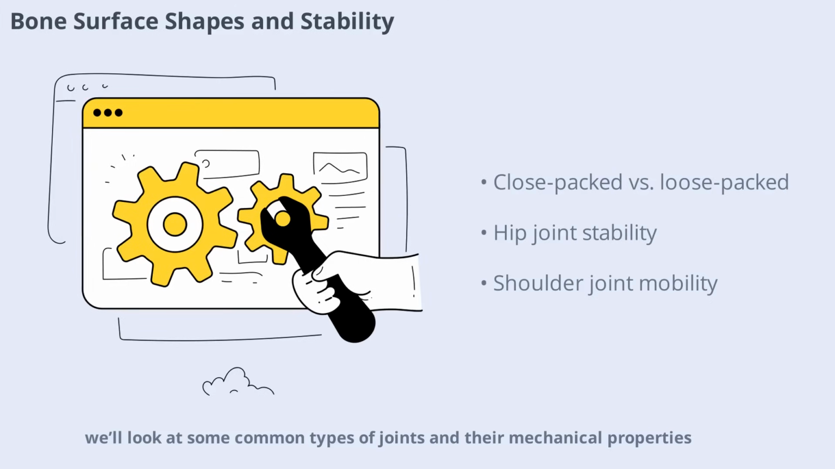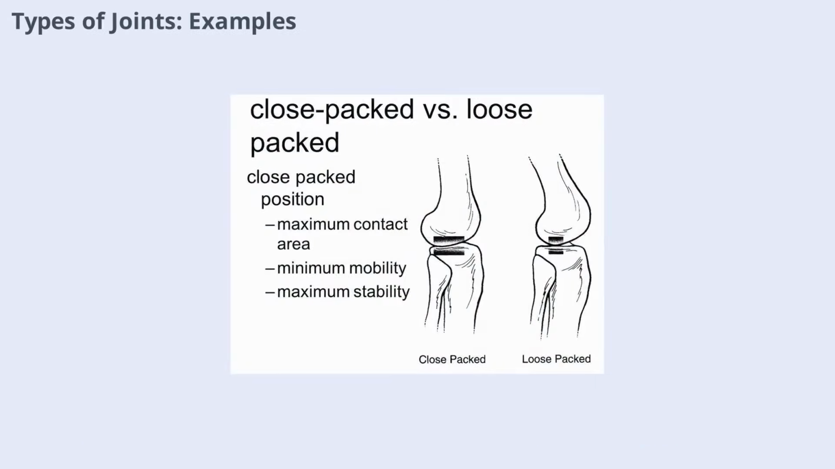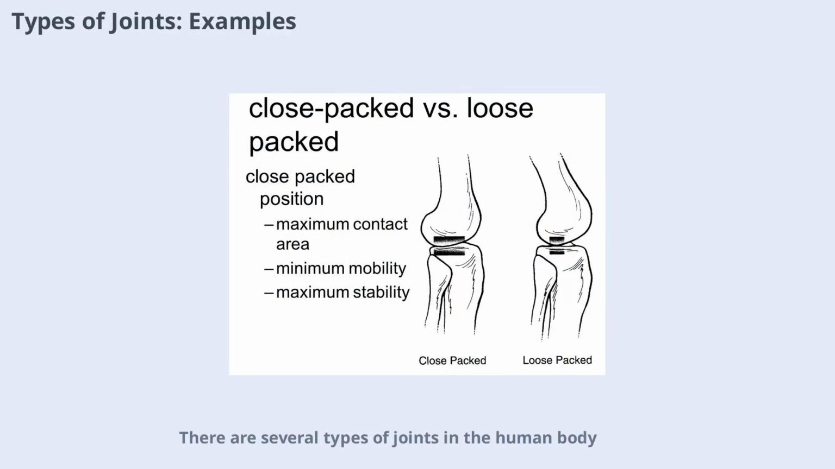Next, we'll look at some common types of joints and their mechanical properties. There are several types of joints in the human body, each with unique shapes and movement capabilities. Ball and socket joints like the hip and shoulder allow for a wide range of motion. Hinge joints such as the elbow and knee permit movement in one plane. Saddle joints found in the thumb offer both stability and flexibility. These different joint types are designed to balance mobility and stability according to the demands of the body part.